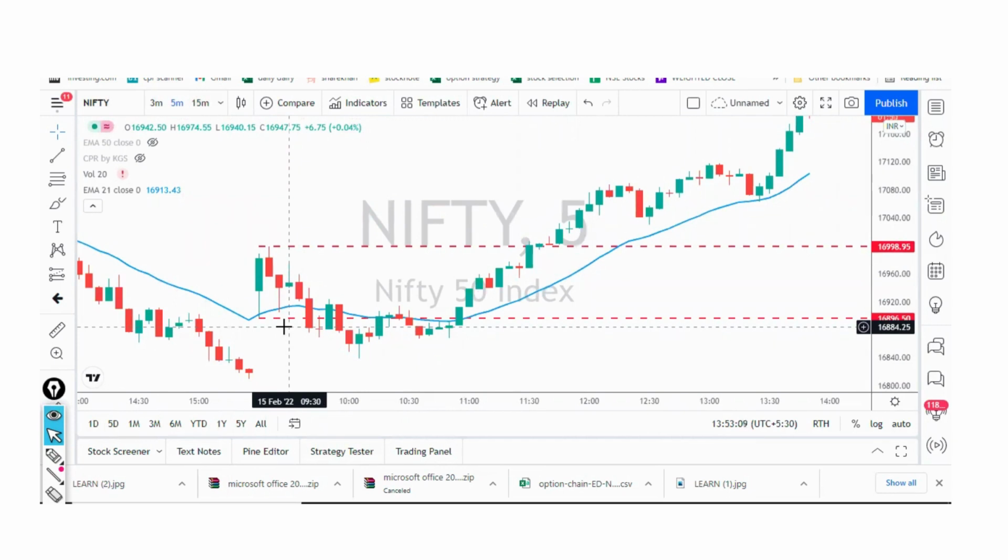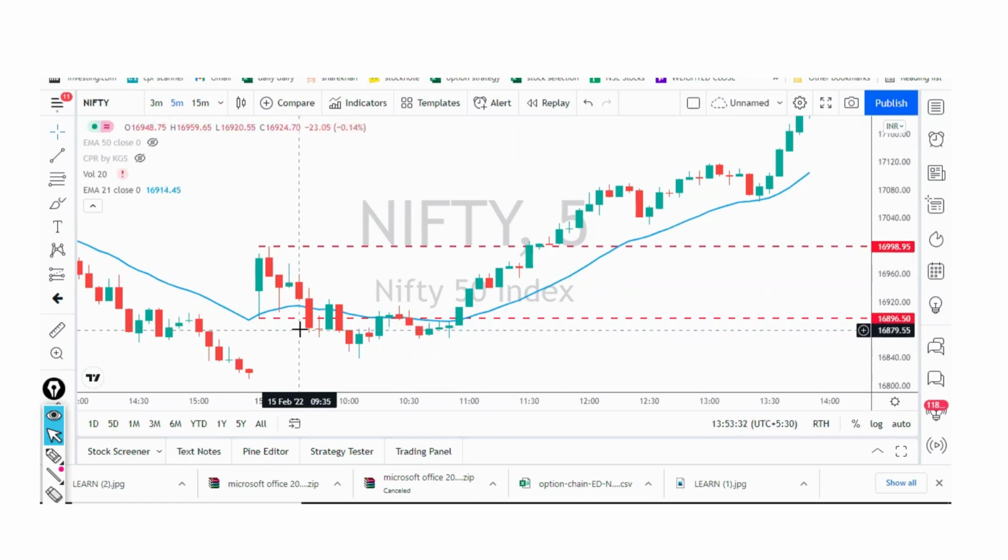16,940 is the low and 16,974 is the high. Since this is a green candle, we are supposed to buy above 16,975. The range of candle is perfect and we did not get any buy trade. Now, let's go for the next candle.